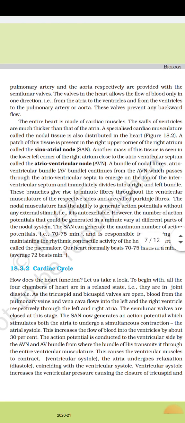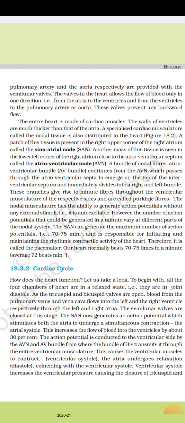The valves in the heart allow the flow of blood only in one direction, that is from atria to ventricles and from ventricles to pulmonary artery or aorta. These valves prevent any backward flow. The entire heart is made of cardiac muscles. The walls of ventricles are much thicker than that of atria.